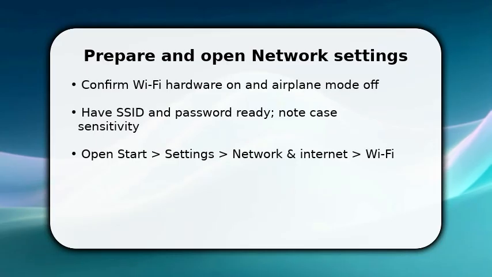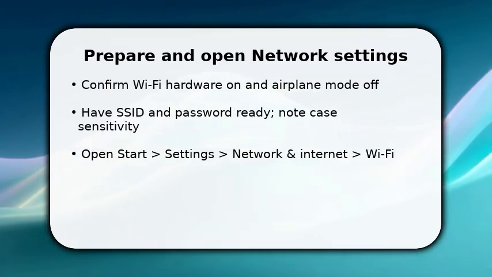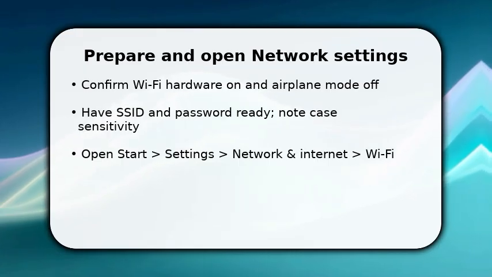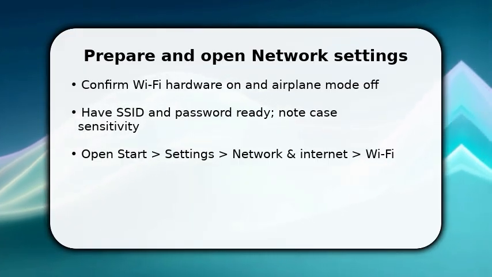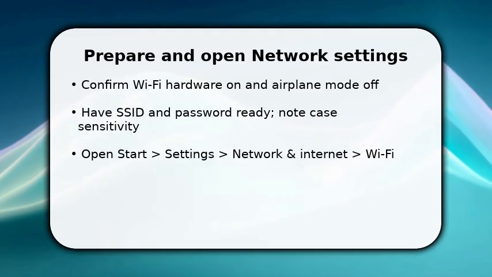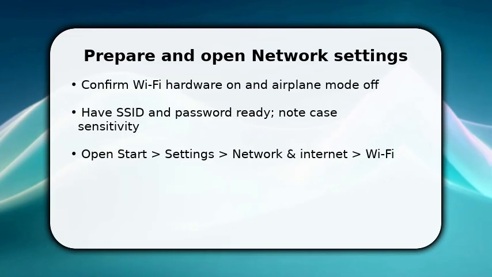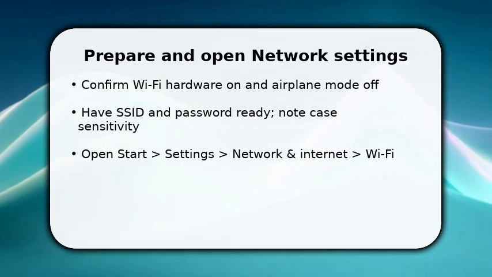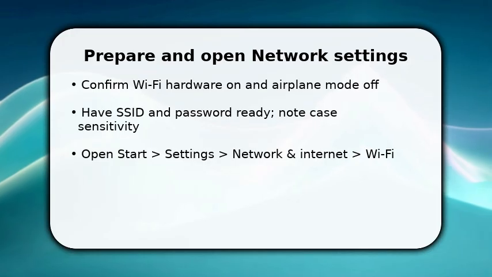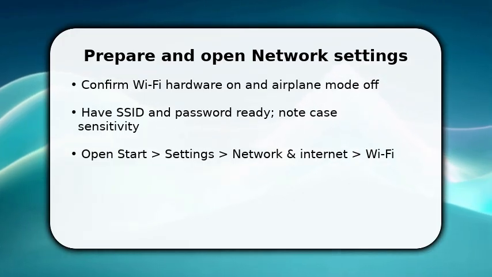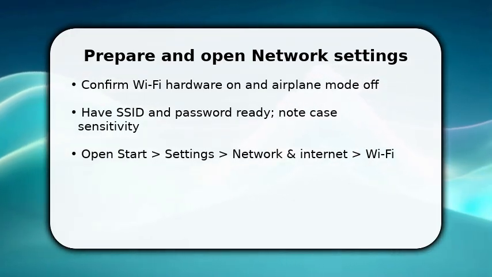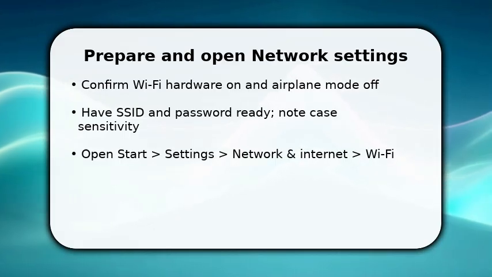You start by confirming your PC's Wi-Fi adapter is enabled and airplane mode is off, because Windows can't see networks otherwise. Once done, make sure you have the network SSID and password handy. Wi-Fi passwords are case-sensitive. Now open Start, go to Settings, choose Network and Internet, and click Wi-Fi. This gets you to the list of available networks so you can begin the connection process immediately without delay.